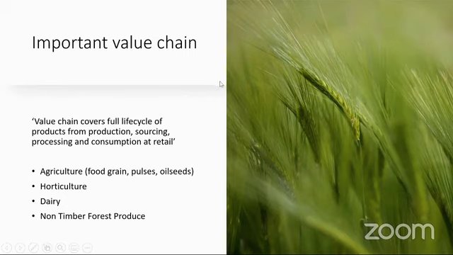So, as most of you know, a value chain covers the full life cycle of a product from the production stage to the consumption stage. Everyone talks about how retail is important, or aggregation is important, marketing is important, but each and every step within the value chain is an important step, and we need to look at it to ensure an effective intervention. We need to cover each and every step of a value chain.